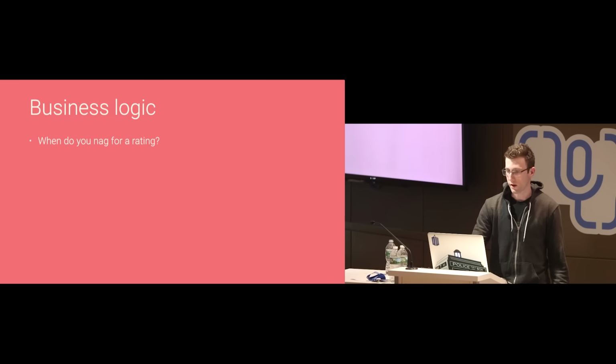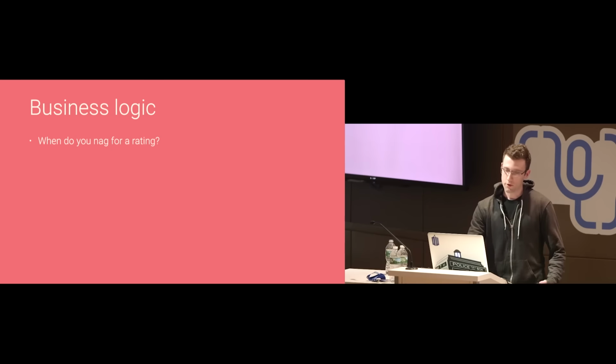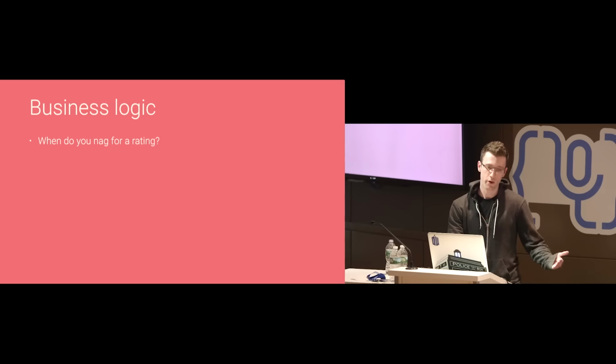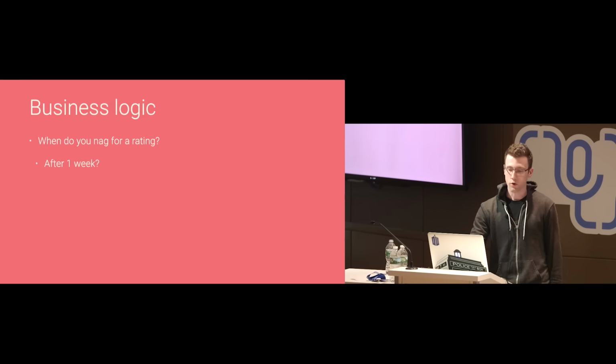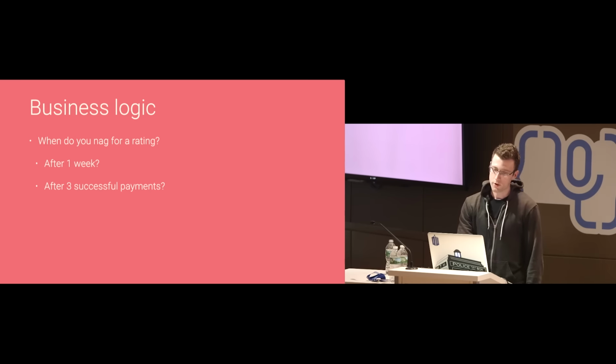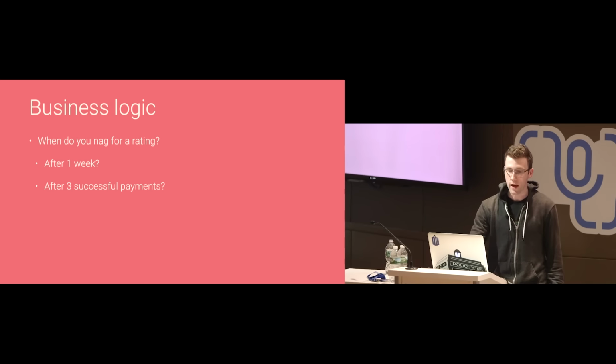When do you nag for a rating? This is something that you've probably been forced to implement in your app. After some amount of time, you nag your users, please rate our app 5 stars. When do you do this? Do you do it after a week of using the app? Do something a little more sophisticated and wait until 3 successful payments where you think your users are happy with the app.